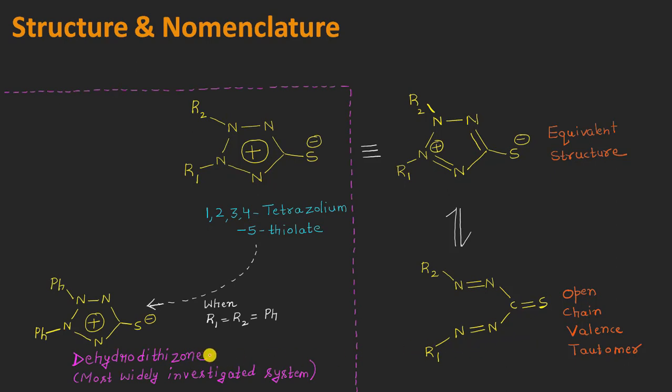And now let me tell you one thing, that the dihydrodithiazone molecule, which is this mesoionic, when the R1 and the R2 groups here are phenyl groups, as you can see here, this particular molecule is the most widely investigated system related to this type of mesoionic molecule, right? I mean when R1 and R2 are phenyl groups, the name is dihydrodithiazone, and it is the most extensively studied molecule as far as our third mesoionic molecule is concerned.